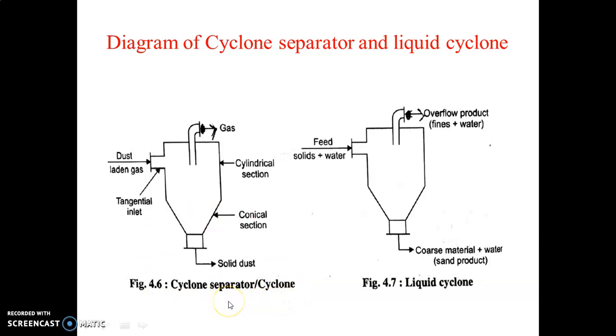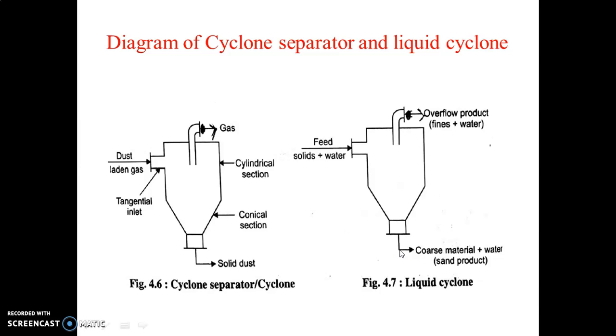So what is the difference between these two? The diameter of the liquid cyclone separator is slightly smaller because we have to create the centrifugal force and we are using water as the fluid here. Okay, so in this way we can separate the solid material from the gas and also from the water. So this is the working of the liquid cyclone separator.